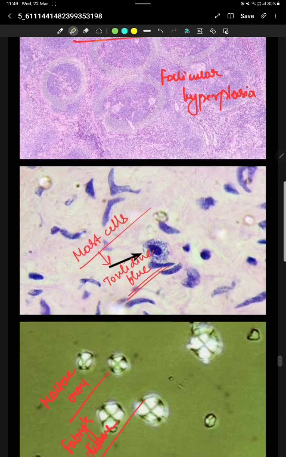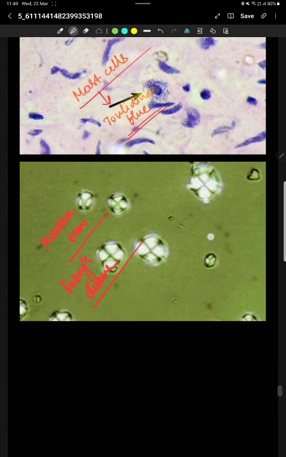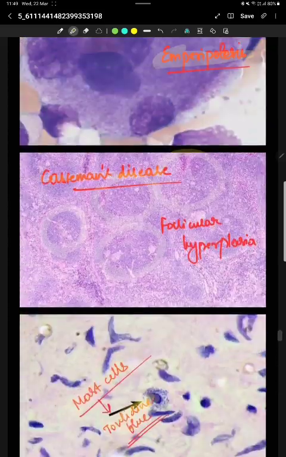So next, coming to your mast cells. Mast cells, because of this granulation and histamine release, we are going to stain it with toluidine blue. Okay, and this is your Maltese cross, Fabry's disease. That's all.